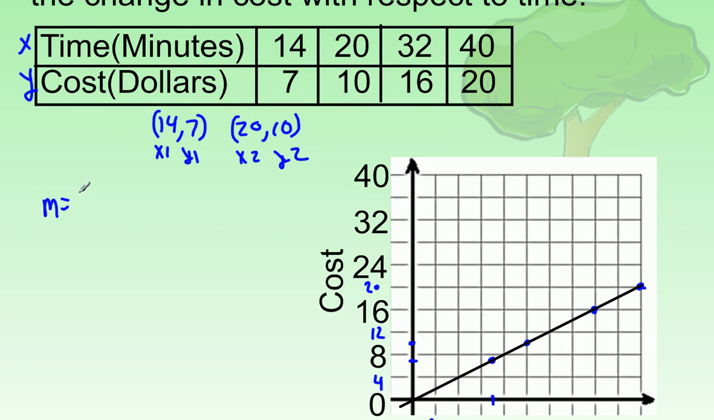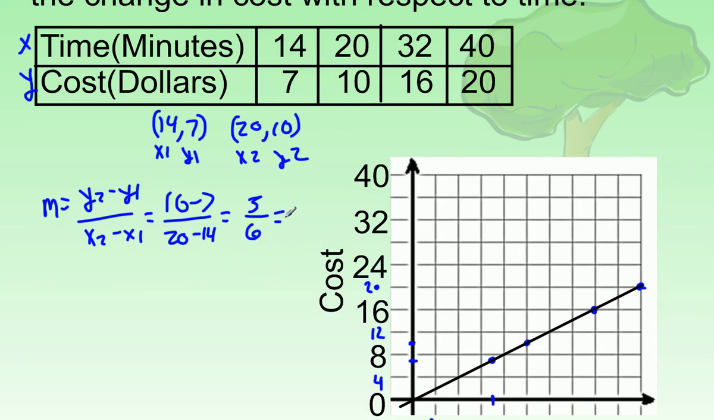So my slope formula, hopefully you're starting to remember it by now, gives me 10 minus 7 over 20 minus 14. That's a 3. That's a 6. Simplifies down to 1/2. Okay, so the slope here is 1/2. That's the slope of this line, is 1/2.